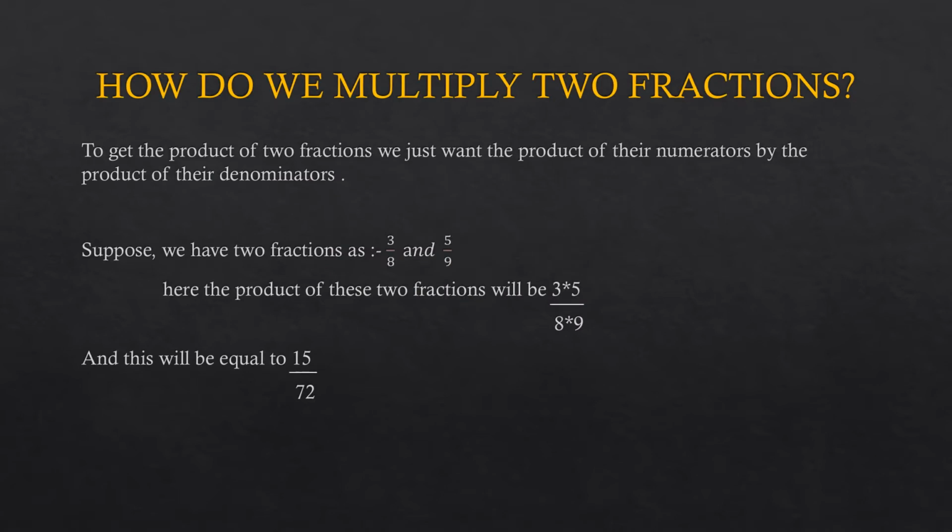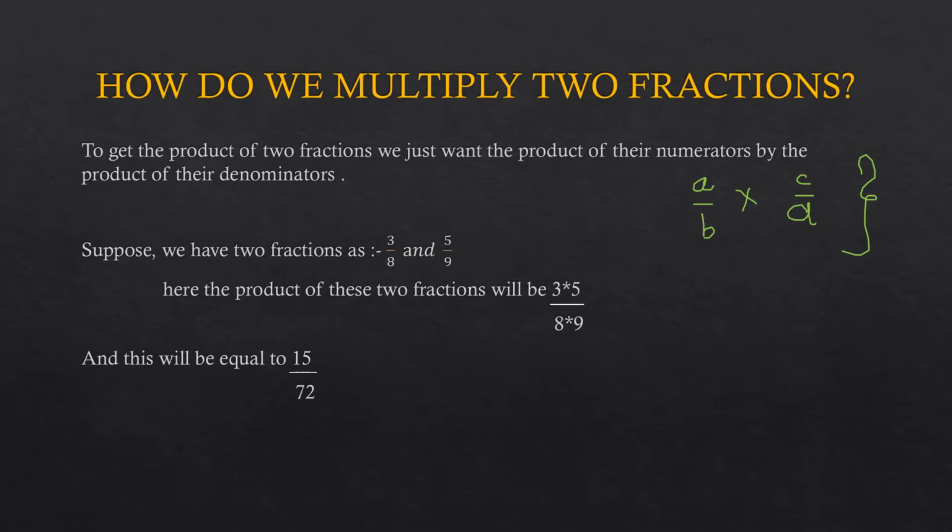First, we have to understand how we multiply two fractions. Suppose we have two fractions, a by b and c by d, and we want the product, or multiplication, of these two fractions. Then how do we get the multiplication of two fractions?